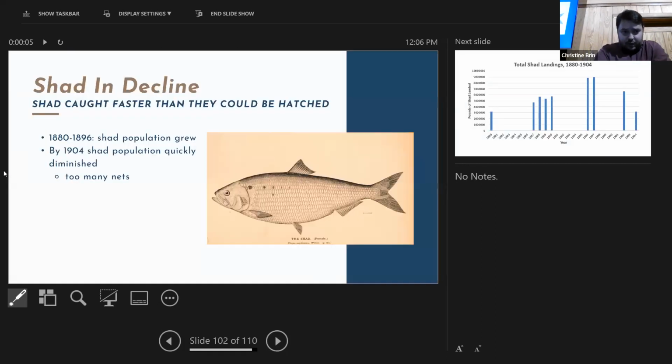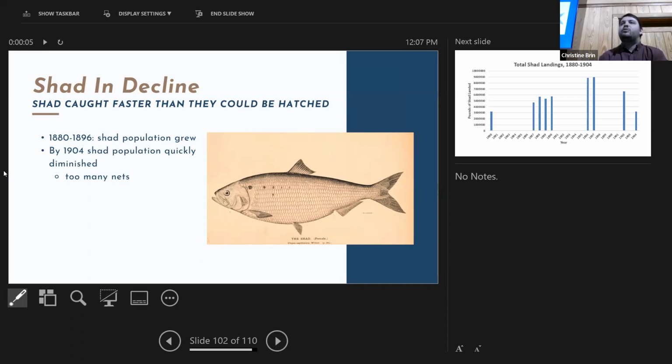And so from 1880 to 1896, the shad population grew in North Carolina due to this artificial propagation and releasing fish into the rivers. But by 1904, the shad populations quickly diminished because you had too many people and too many nets fishing for this fish, and they're catching them faster than they could replace them in North Carolina. And so ultimately, the species has gone into decline and is no longer caught commercially in North Carolina.